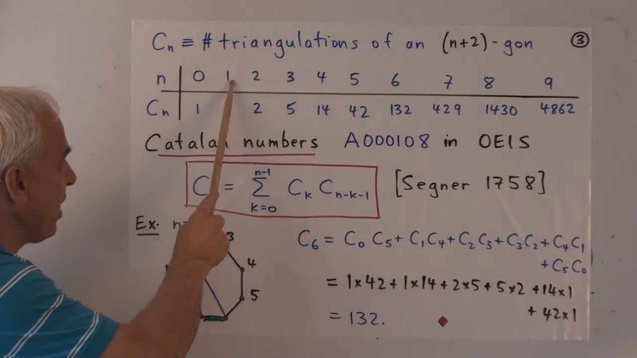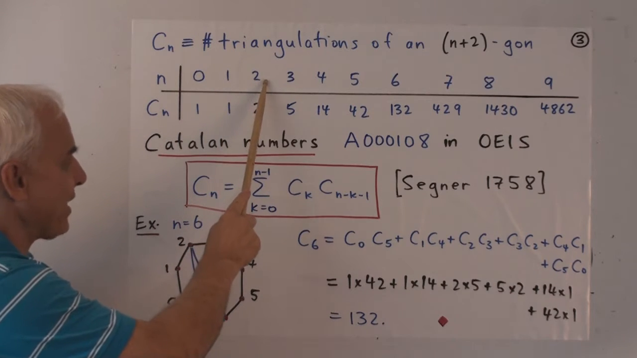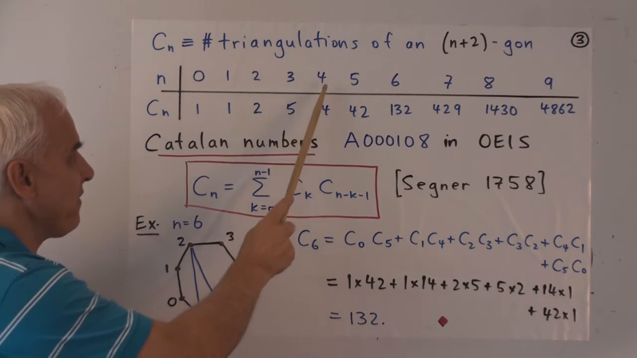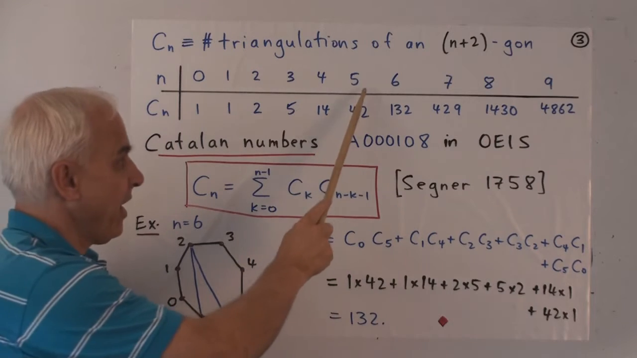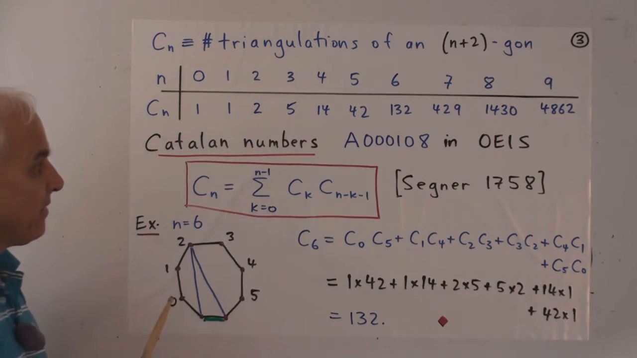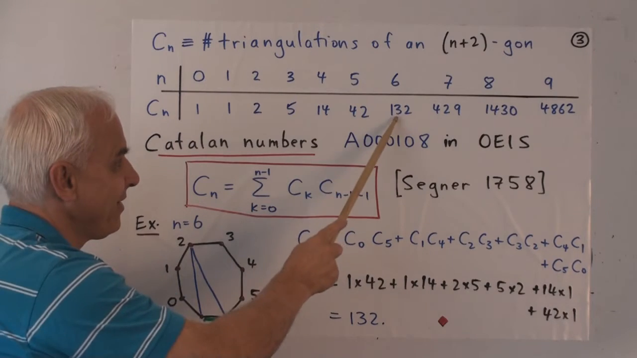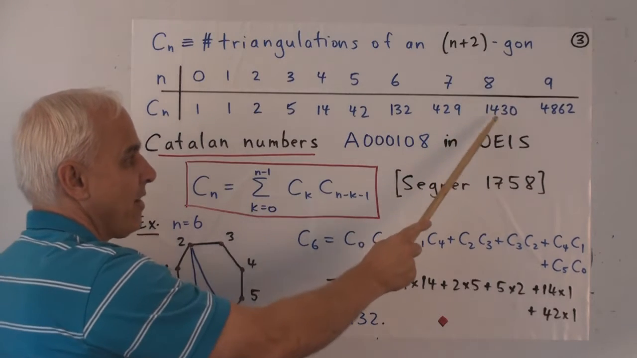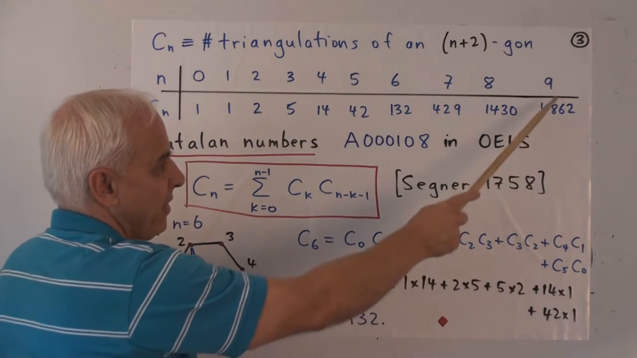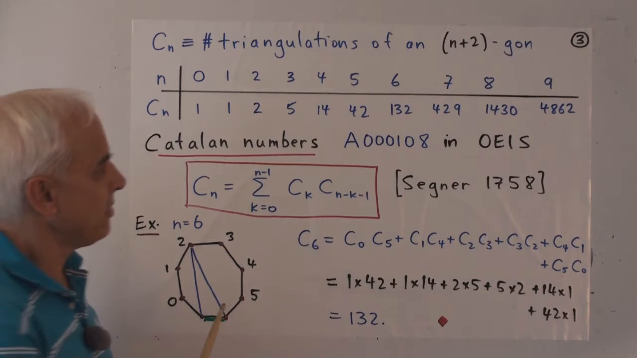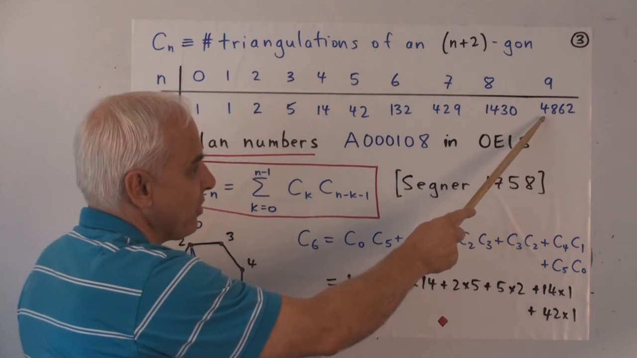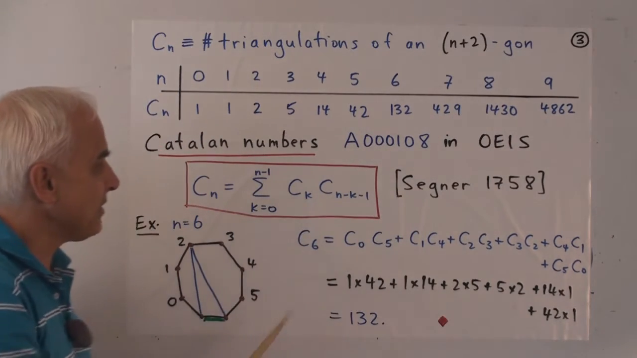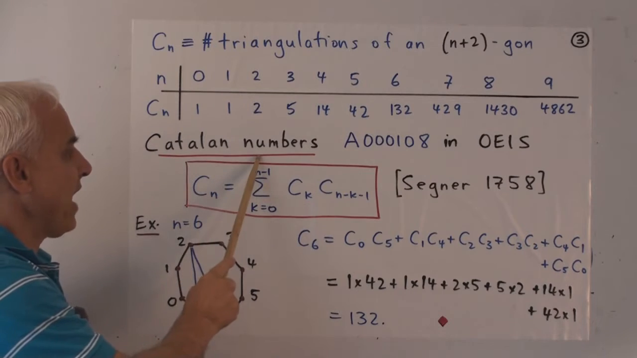So the number of ways of doing a triangle is 1. Number of ways of triangulating a quadrilateral is 2. A pentagon, 5. Hexagon, 14. And septagon, 42. Octagon, 132. Nonagon, 429. Decagon, 1430. And maybe onagon, I'm not sure what we'd call an 11gon, 4862. And of course the sequence carries on. It's a very famous sequence of Catalan numbers.